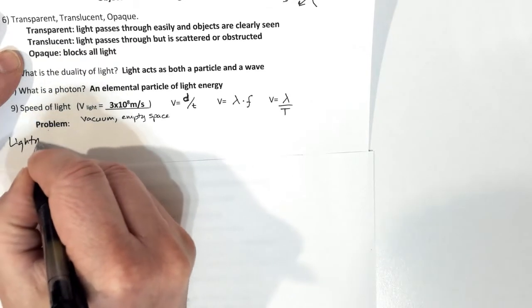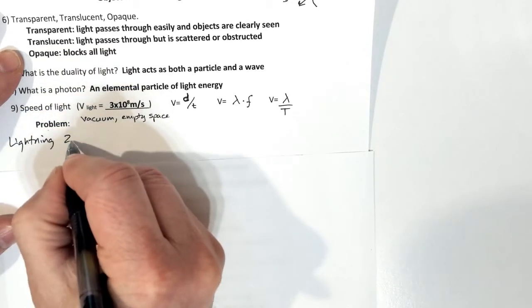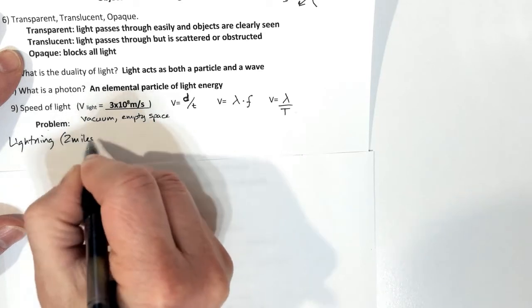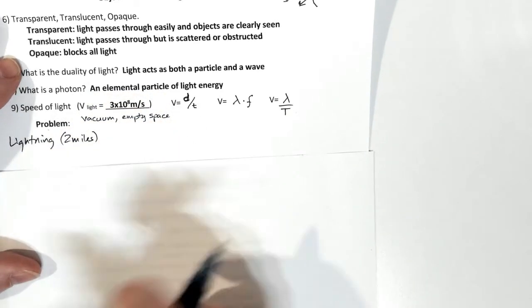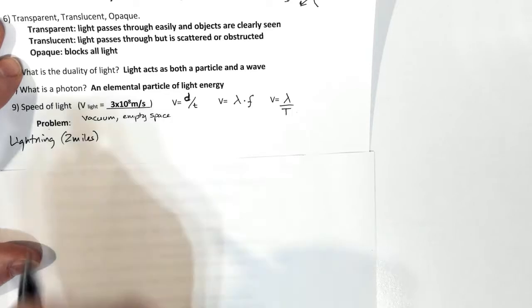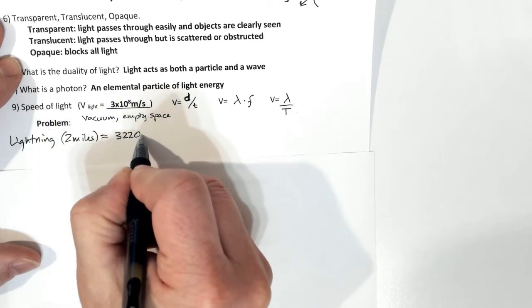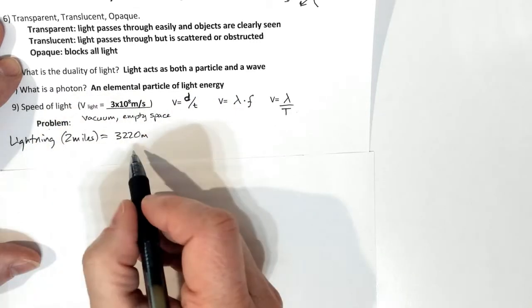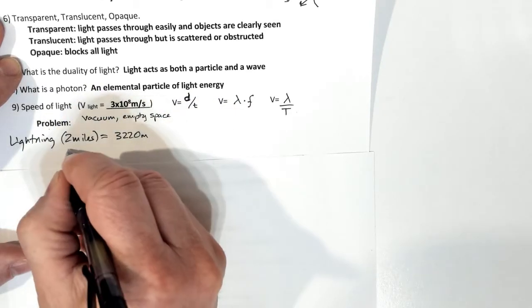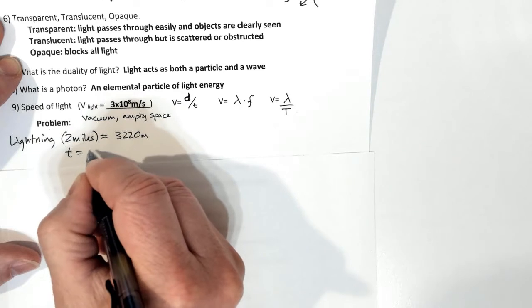And this lightning actually occurs 2 miles away, and we want to know how long until that sound reaches us. So let's turn this into meters. This is roughly 3,220 meters. And we want to find out how long it takes until we hear it.